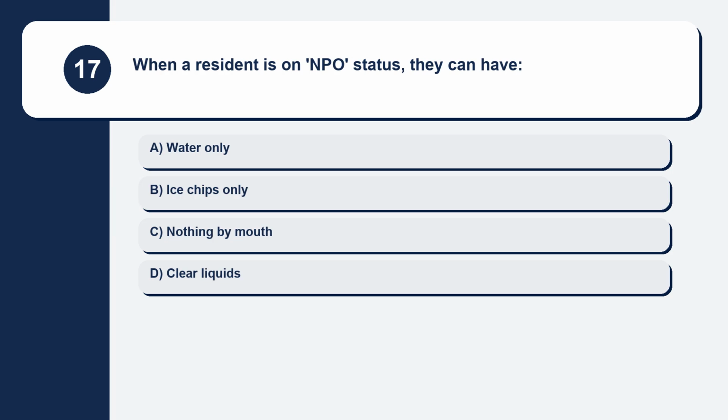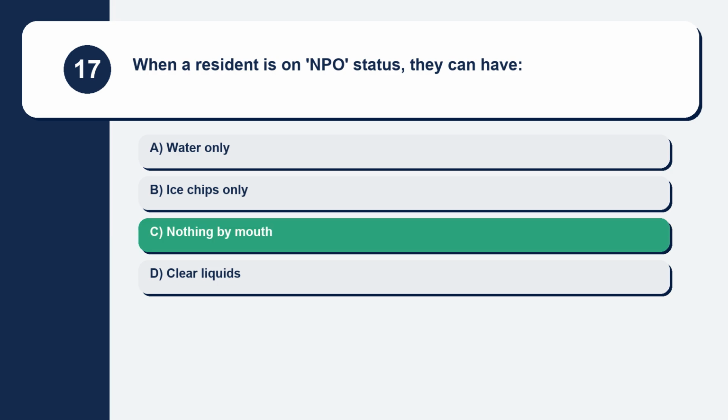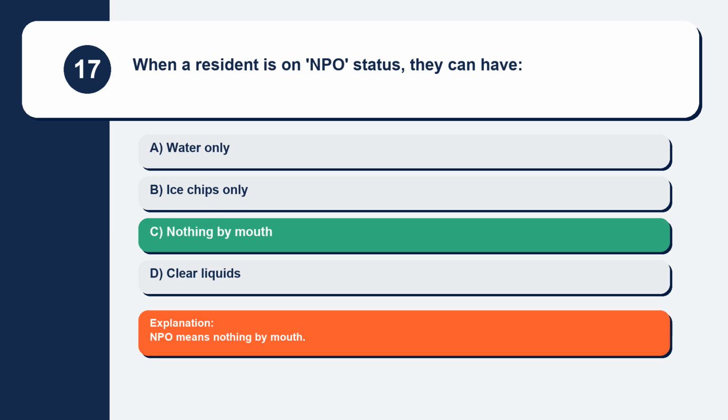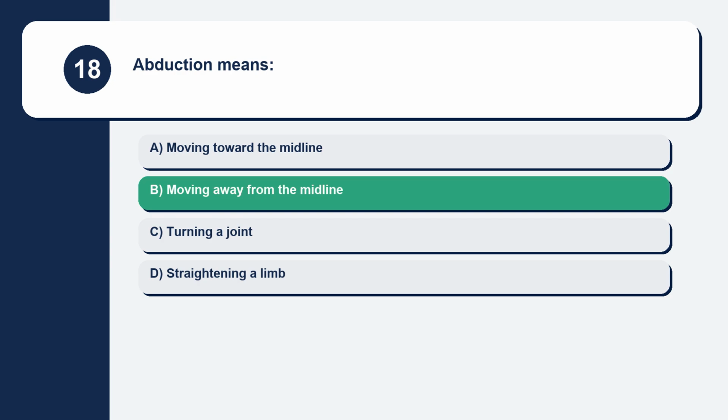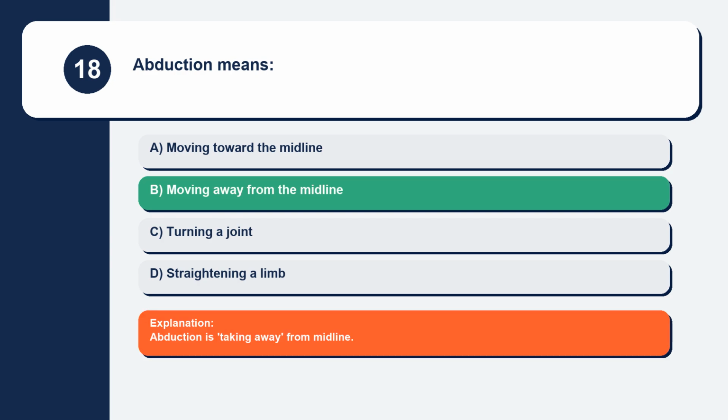Question 17. When a resident is on NPO status, they can have water only, ice chips only, nothing by mouth, clear liquids. NPO means nothing by mouth. Question 18. Abduction means moving toward the midline, moving away from the midline, turning a joint, straightening a limb. Abduction is taking away from midline.